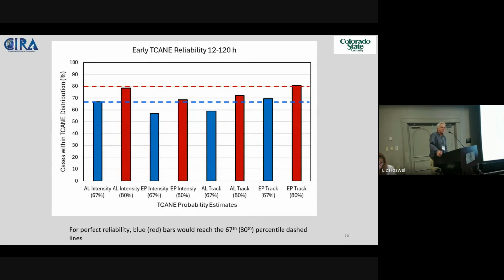Next slide. So we're just looking at the reliability of the 67th percentile ellipse and the 80th percentile ellipse. The bottom line of this slide is that the red bar should exactly go to the red dash line, and the blue bar should go to the blue dash line if it was perfectly calibrated. The Atlantic intensity and East Pacific track were very well calibrated, where the East Pacific intensity and Atlantic track were a little bit under dispersive.